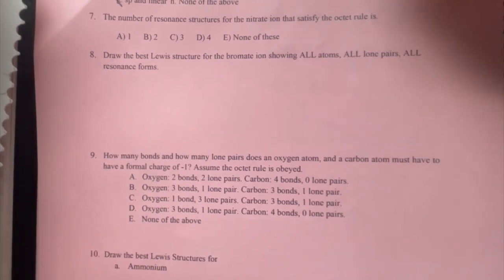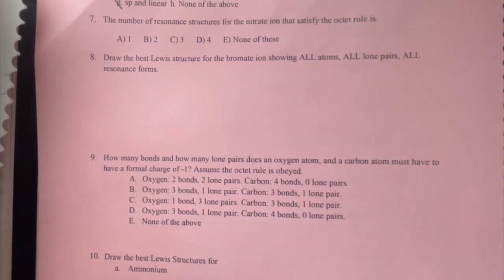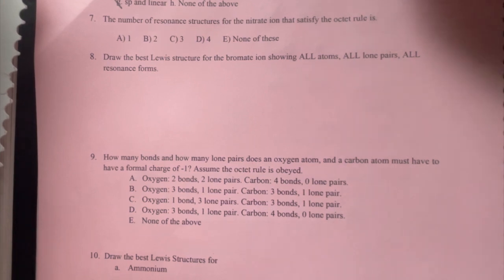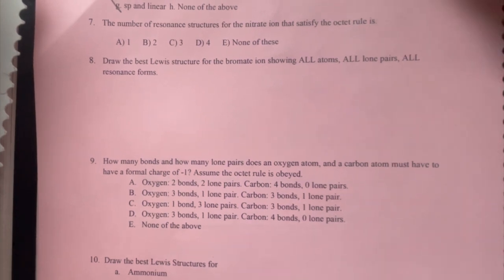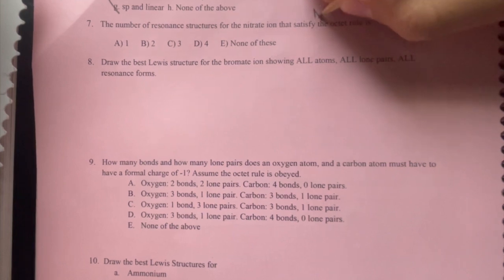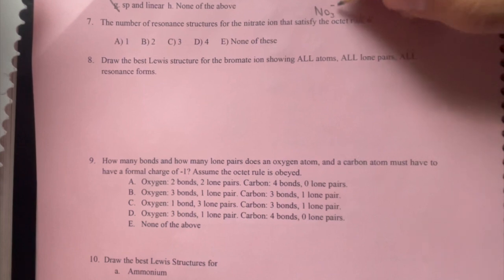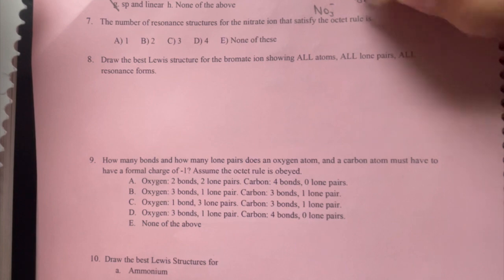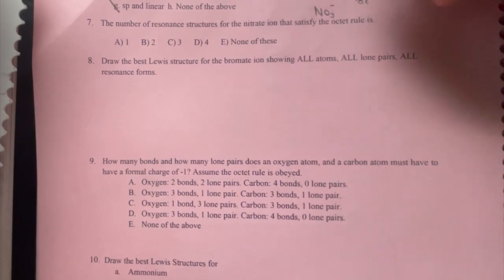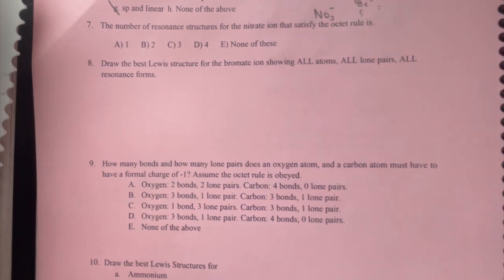7. The number of resonance structures for the nitrate ion that satisfy the octet rule is, okay. So all we have to do is just draw the structure and then see how many resonance structures are possible. So nitrate is NO3 minus, okay. Let's count up the valence electrons. Right now it's kind of tedious because I'm explaining it, but with practice, you do get better. Okay, so that's what, 23?